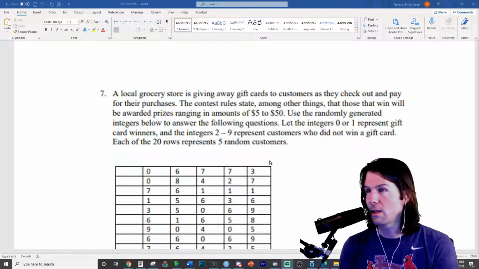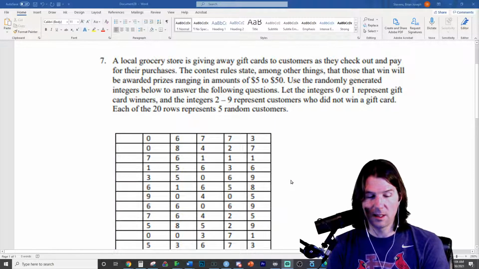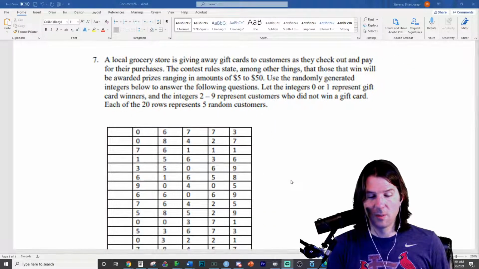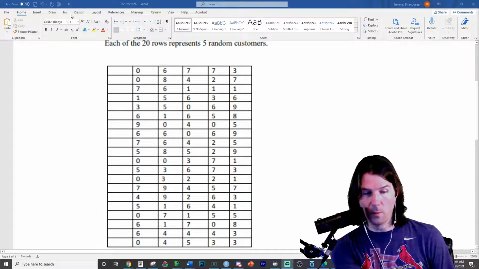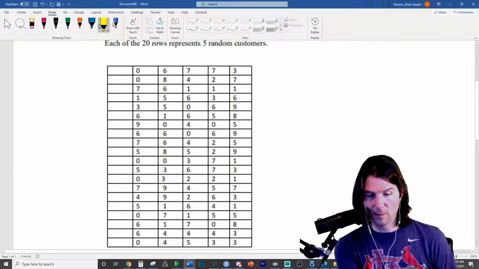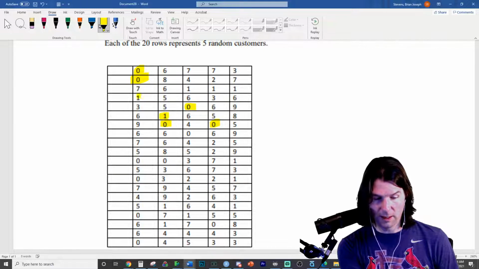Is this the one you're talking about? A grocery store wants to do a giveaway. Let 0 and 1 represent gift card winners, and 2 through 9 represent people who did not win. So we need to go through here and mark these questions with who won. Let's mark everyone who's winning. It's 0 and 1, right?